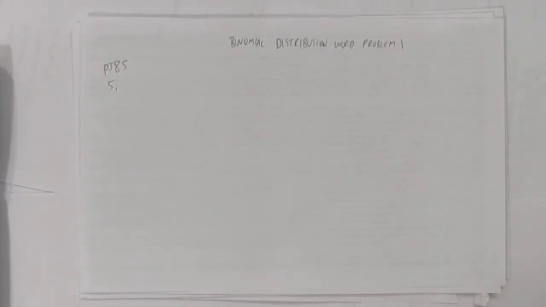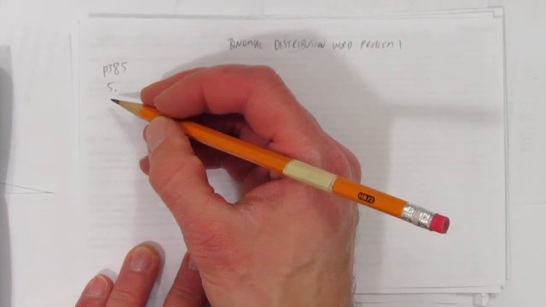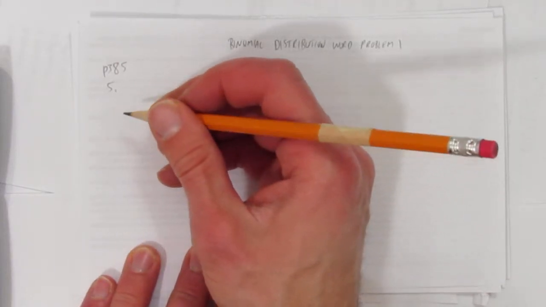This is an example of using binomial distribution in a word problem. In this question, it's from page 385, number 5. It says the faces of a 12-sided die are numbered 1 to 12. What's the probability of rolling 9 at least twice in 10 tries?